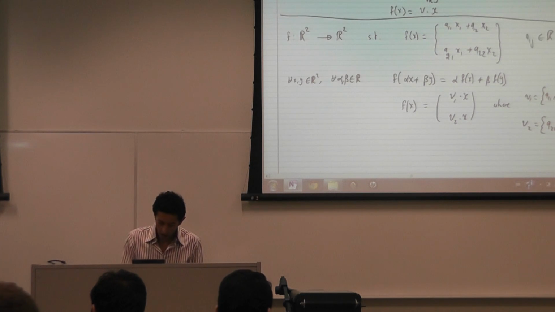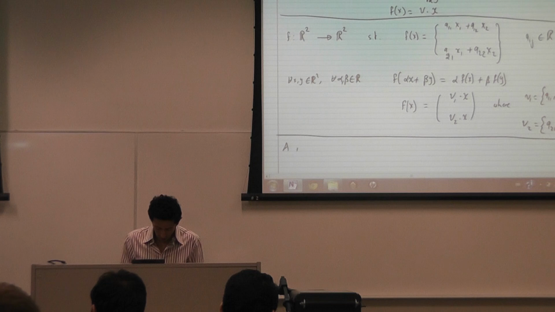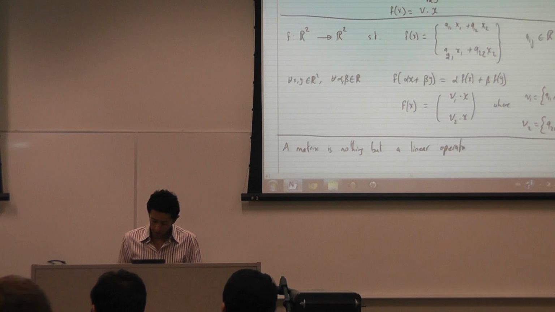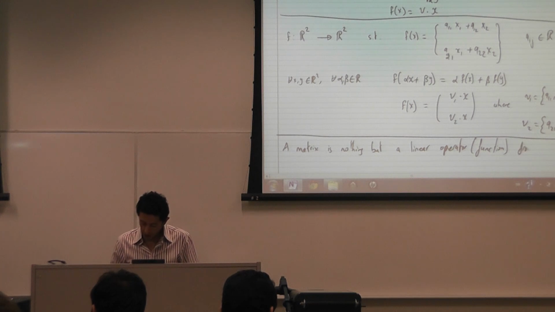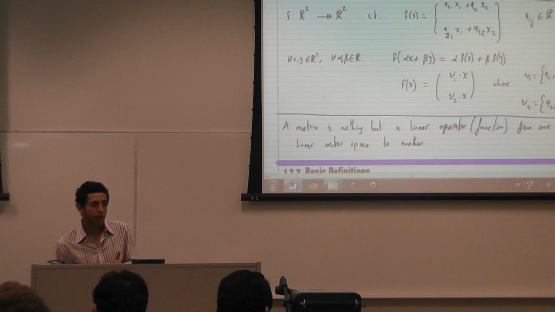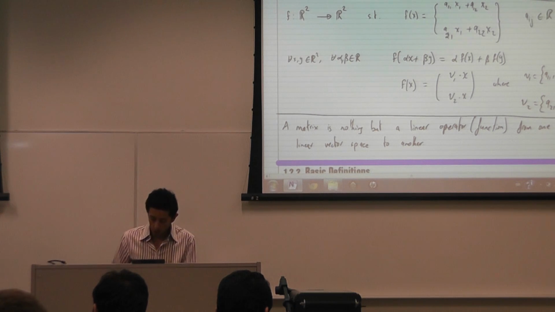So a matrix is nothing but a linear operator or a linear function from one linear vector space to another. The argument is a vector, and the result could be a vector, it could be a scalar, could be an n-dimensional vector, whatever.